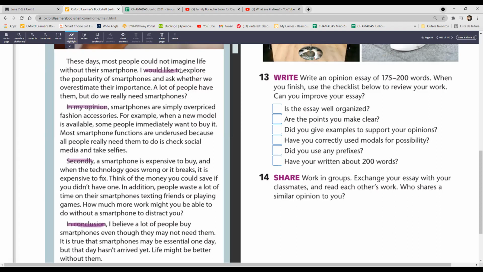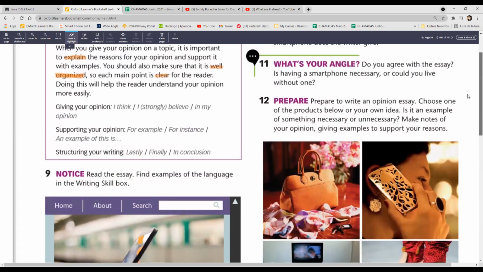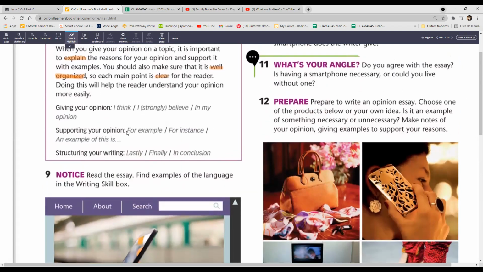Yes, here the expression is, okay, I'd like to explore. Okay, that's the way to introduce something. But popularity, no. Popularity is just the topic. We are just talking about, guys, the things we saw here. It's like when you're giving your opinion, supporting your opinion, structuring.